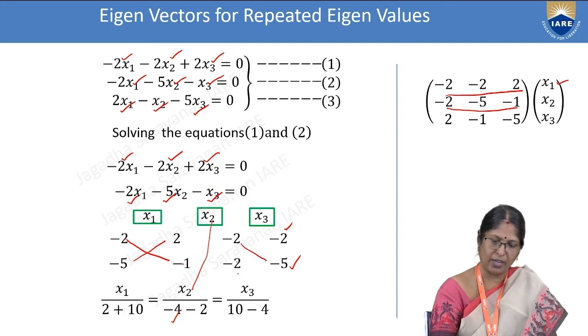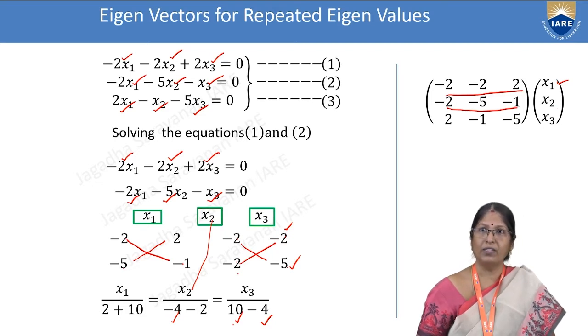Next, here you can see minus 2 into minus 5, plus 10. Here the cross multiplication gives minus 2 plus 4, but the formula minus is there. That is the reason it is minus 4. Minus 2 into minus 5 is 10. Minus of these 2, that is plus 4, it becomes minus 4.